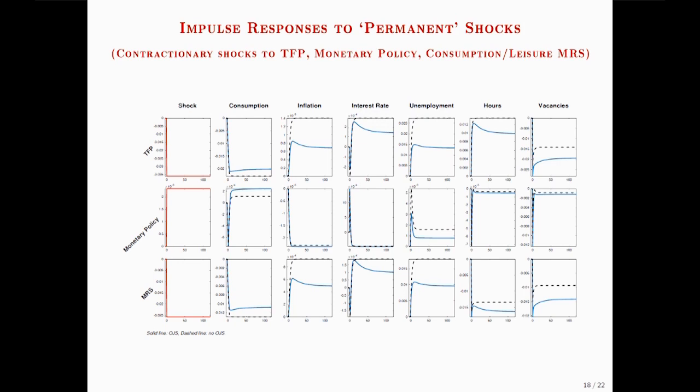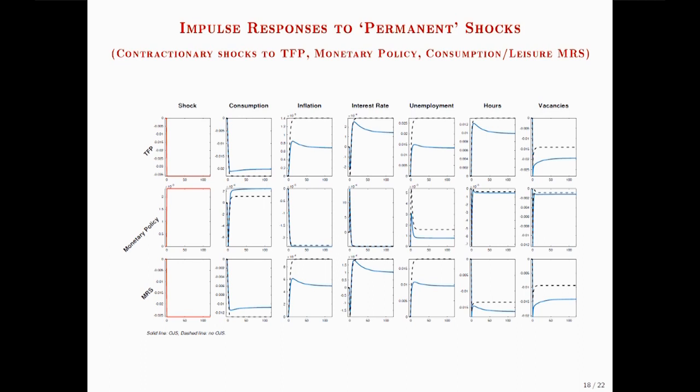So I want to emphasize three things from this and the next slide. Something I forgot to say is that on every panel here, you have a dashed black line and a blue line. The dashed black line is our model when we shut down on-the-job search, and the blue line is our model with on-the-job search. And so the first thing I want to emphasize is that if you compare the dashed line and the solid line, you see that on-the-job search makes two important differences. One is about amplification, and the other one is about propagation.